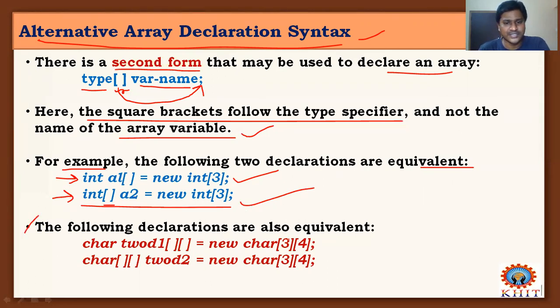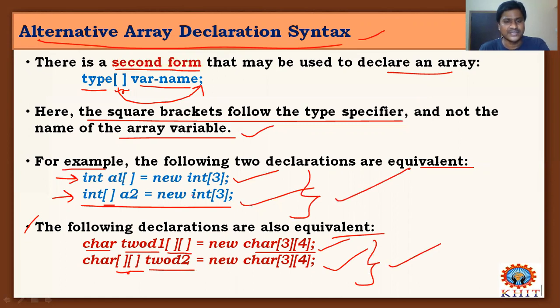Coming to the declaration of two-dimensional arrays, here also it is the same: the type of the array, the identifier followed by two sets of square brackets, and allocating the size like this. The same way we can use the sets of square brackets before the identifier, as in the previous case for 1D, and this is for 2D. Okay, like this you can declare. This is considered an alternative way to declare arrays in Java.